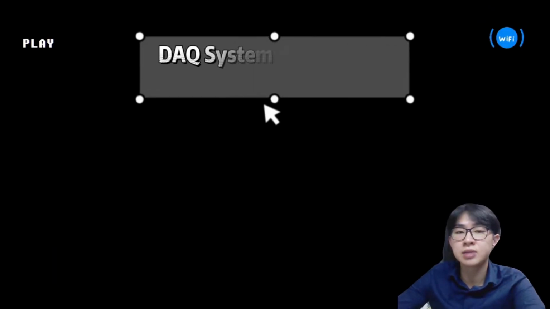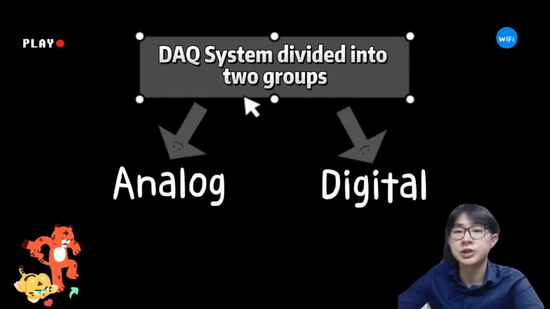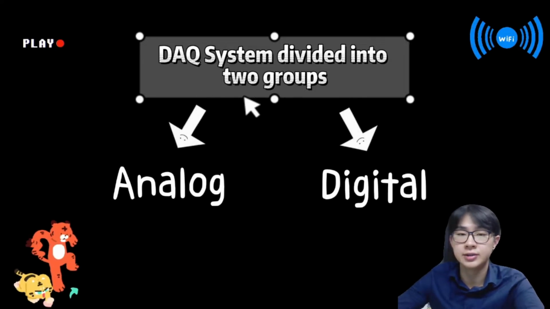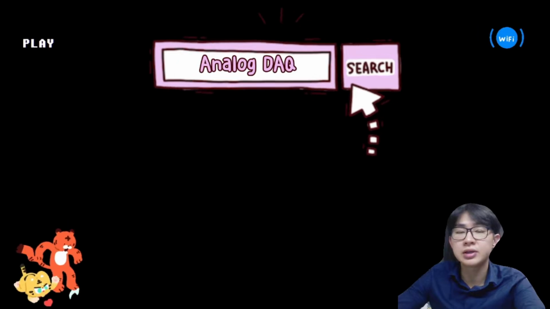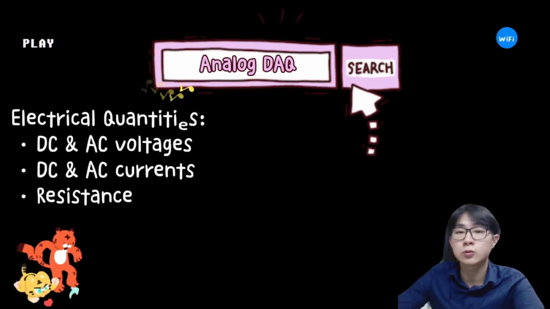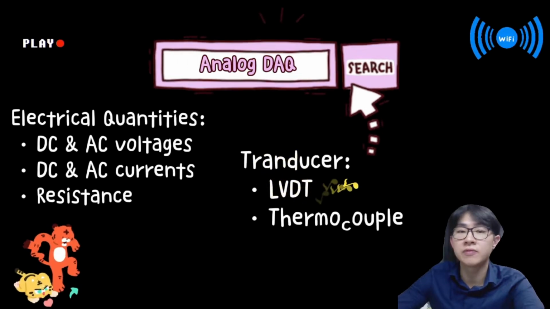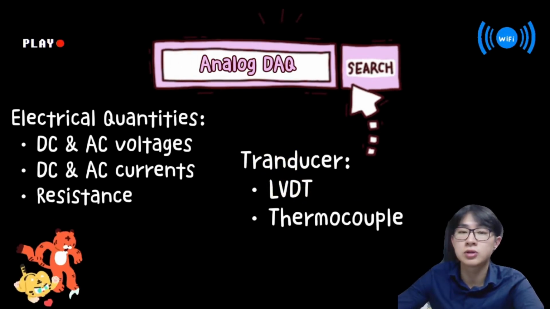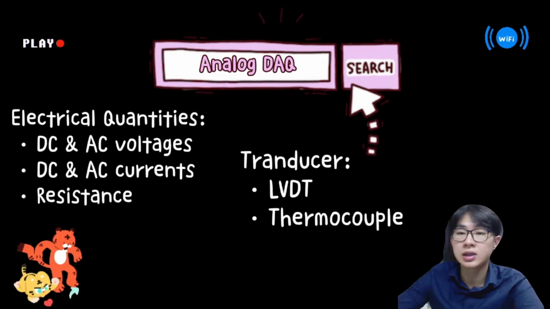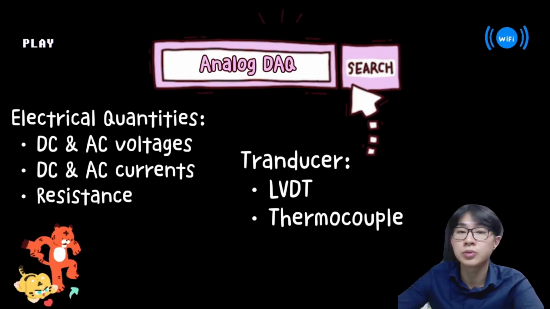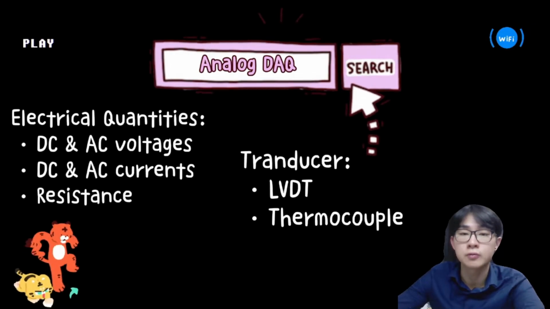The DAQ system is divided into two groups, which are analog and digital. Analog DAQ is the direct measurement of electrical quantities such as voltage, current, and resistance. Transducers like LVDT and thermocouples can also be used to generate analog DAQ.